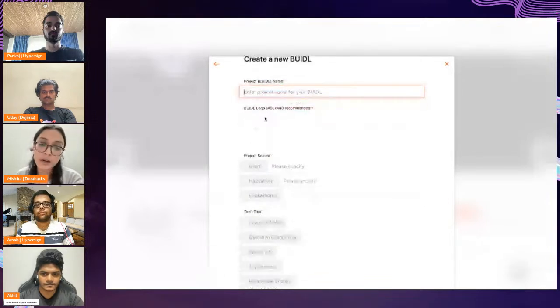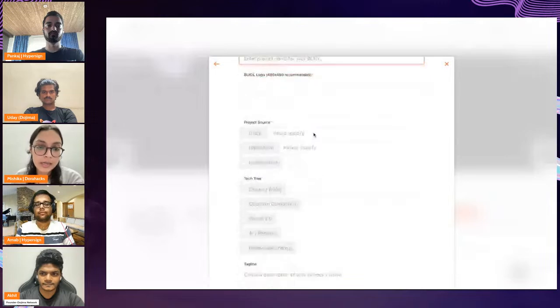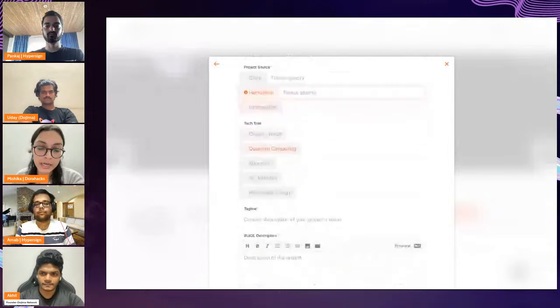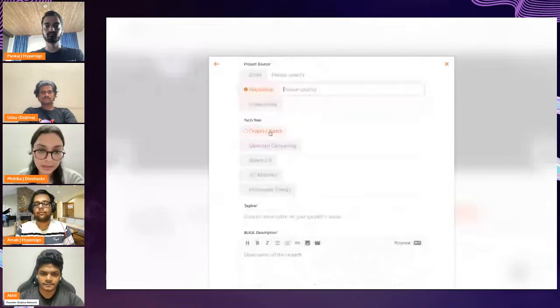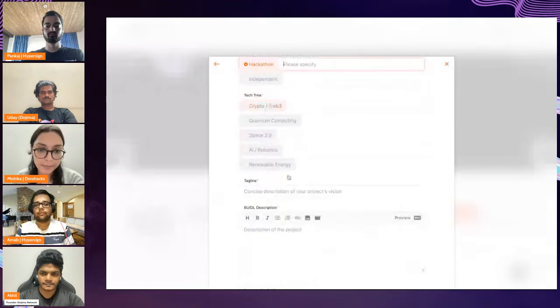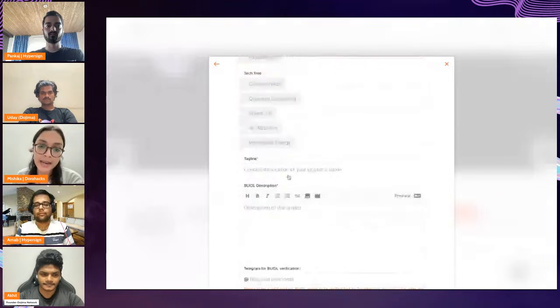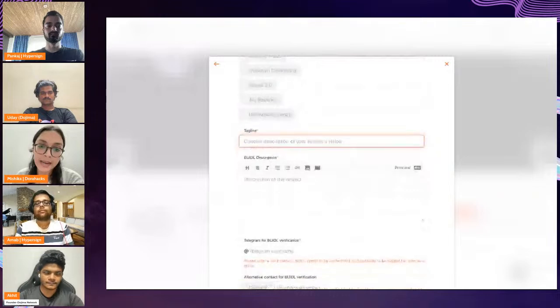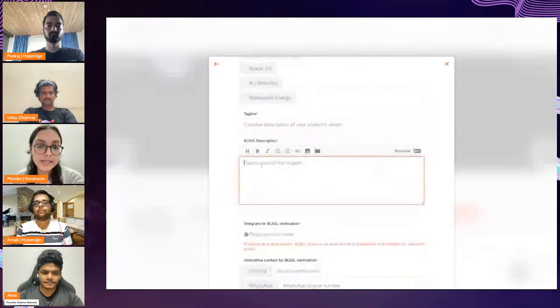Yeah, add the BUIDL name, BUIDL logo if you have any project logo. Project source would be hackathon, and feel free to mention the name of the hackathon, which is HackDid Hackathon. This one would be crypto and Web3. Tagline, if you have any crisp and interesting tagline for your project, add that. And BUIDL description is where you get into the details of your project.